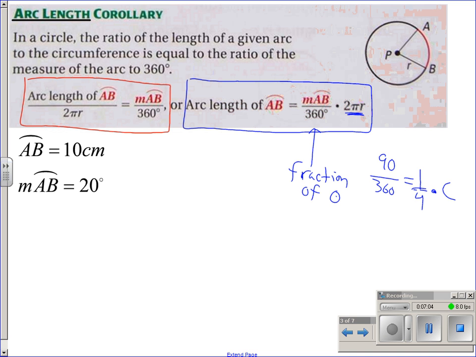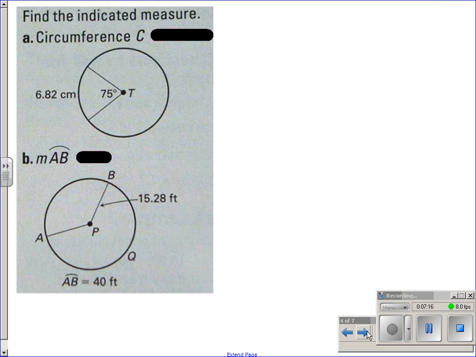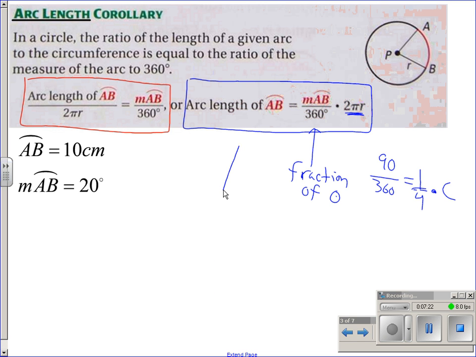Okay, so this is the idea of an arc length. It's the fraction of the circle that you're looking at multiplied by the circumference, which is the distance all the way around. So, to answer these problems, if the question is just asking for the arc length, I would use that formula. If it's not, that's where this equal proportion comes into play. It says the arc length of the arc AB divided by the circumference. So we're comparing lengths: arc length divided by the distance around the entire circle equals the number of degrees of our arc divided by the entire number of degrees of the circle, the 360.